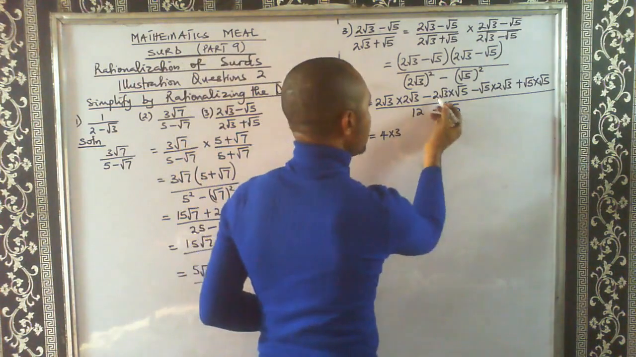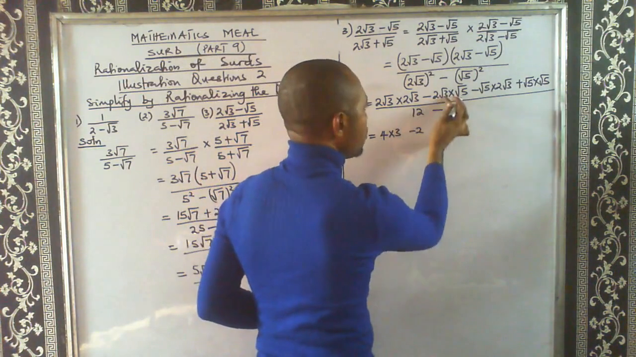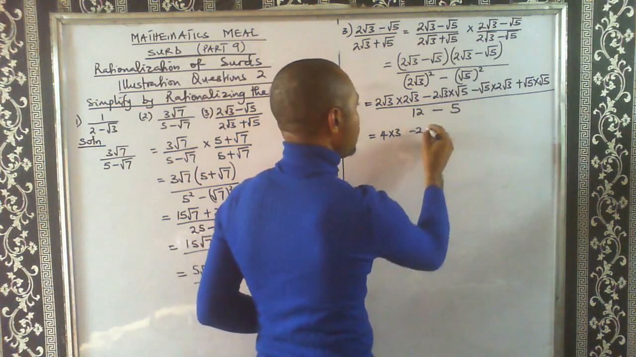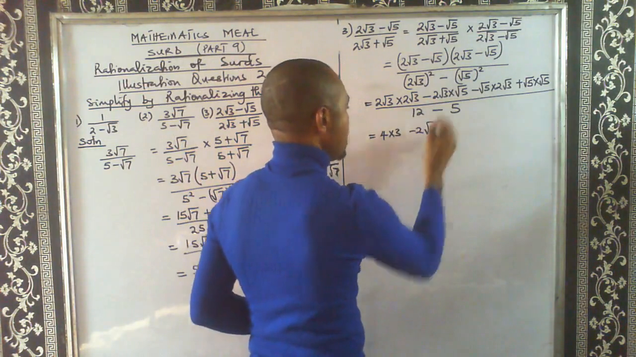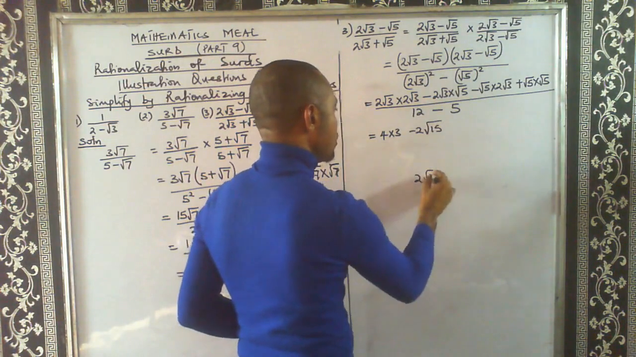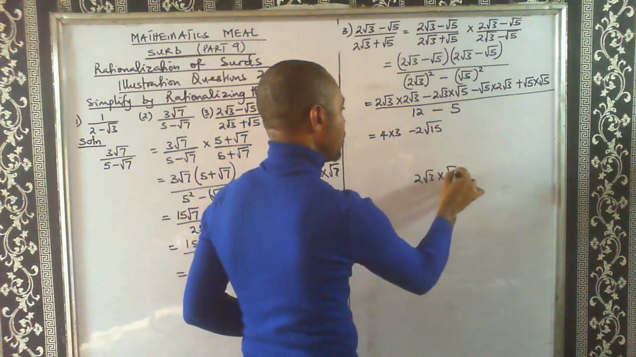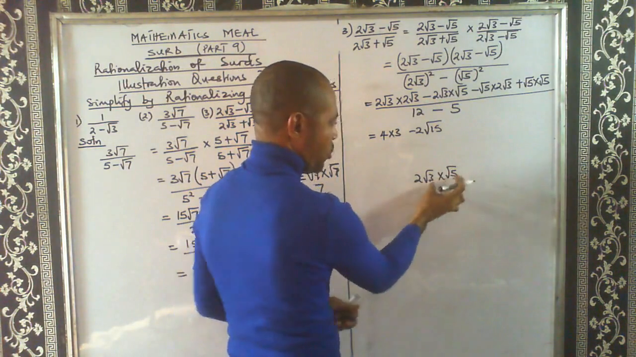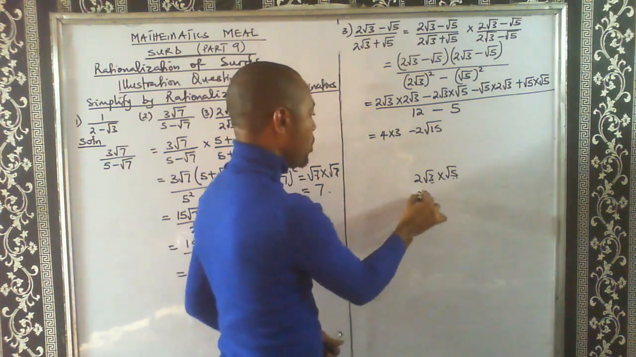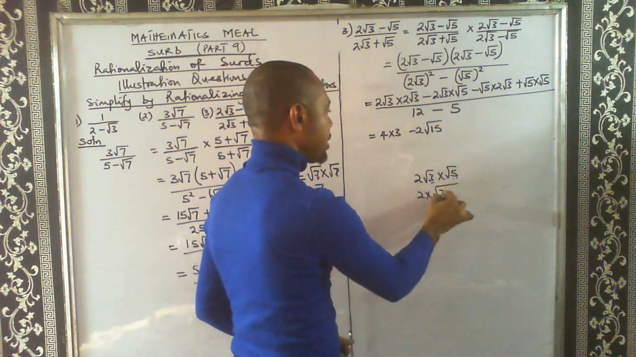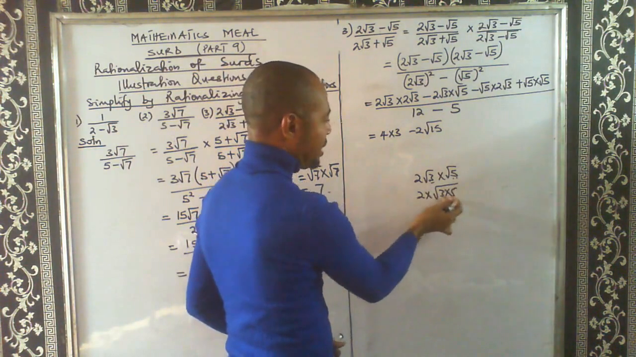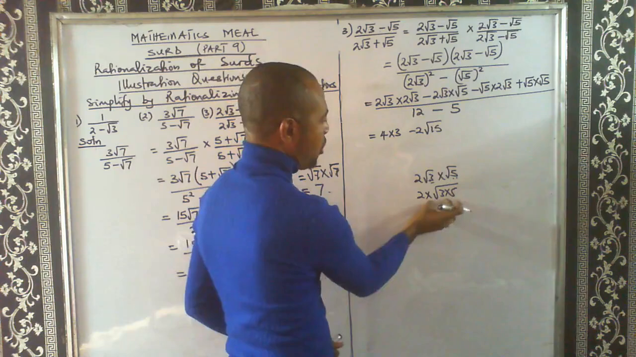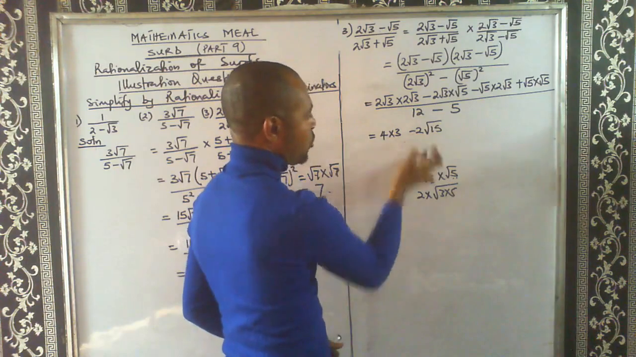So 2, this will be minus root 3 times root 5 will give me square root of 15. Thus we have 2 root 3 times square root of 5. These 2 are radicals, so we can bring them under a common square root sign as 3 times 5. And 3 times 5 is 15, so this becomes 2 root 15. That's what we have here.